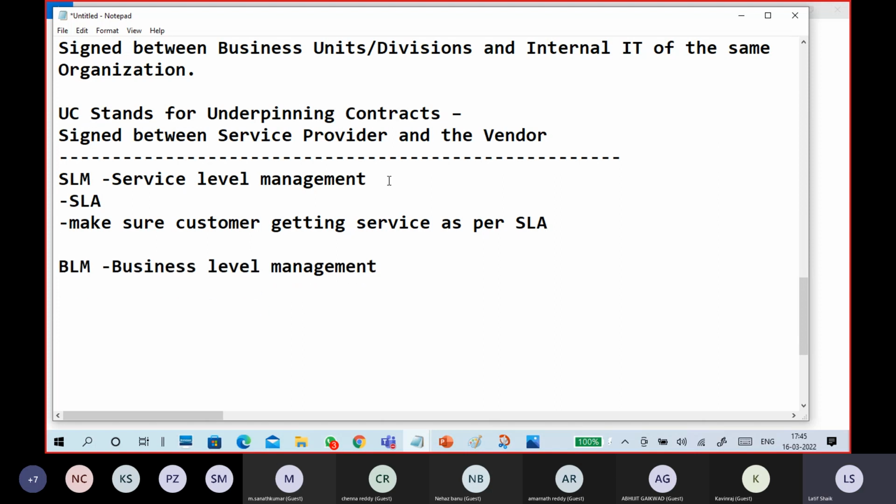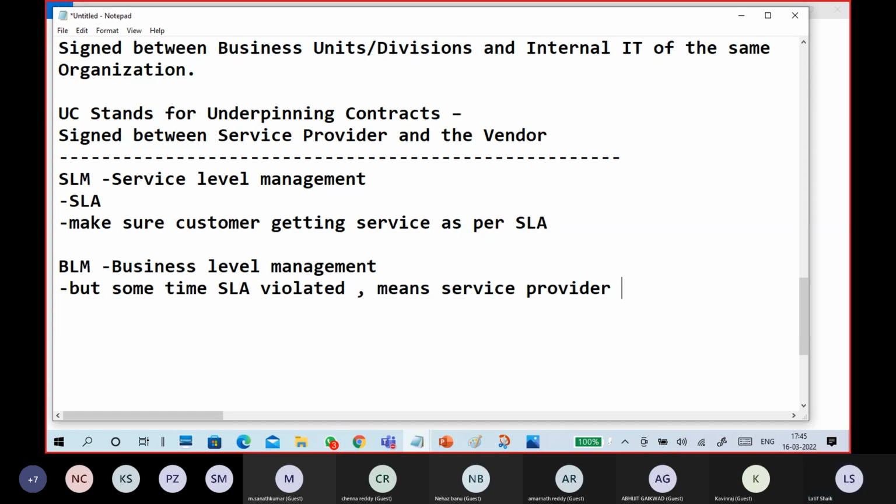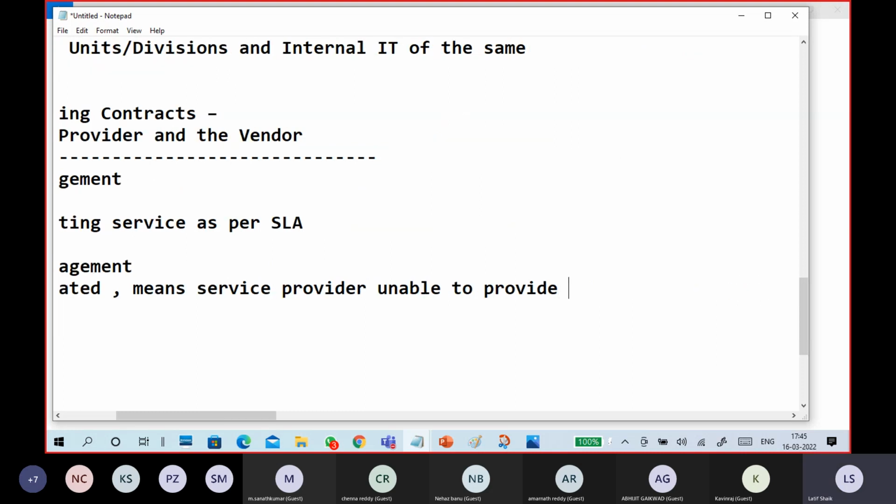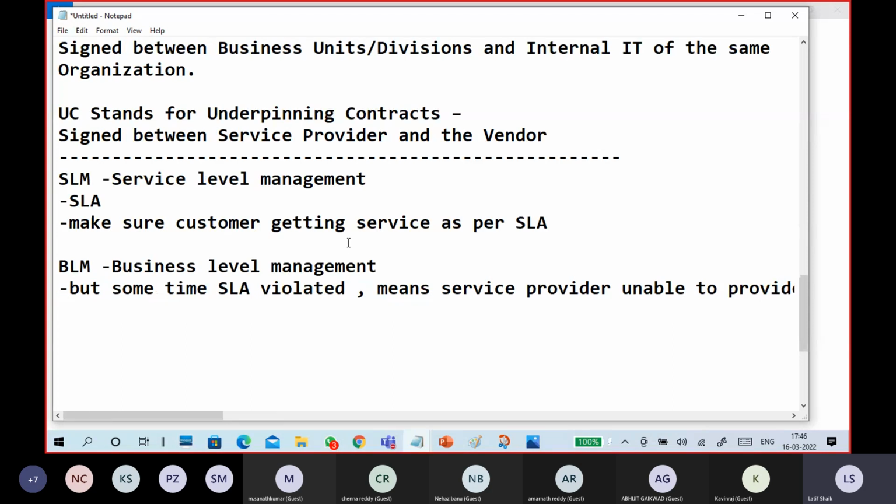But sometimes the SLA is violated. Sometimes SLA violated. Meaning the service provider is unable to provide the service as per SLA, OLA, whatever it is. So you agreed to provide a service, and you are unable to provide it.